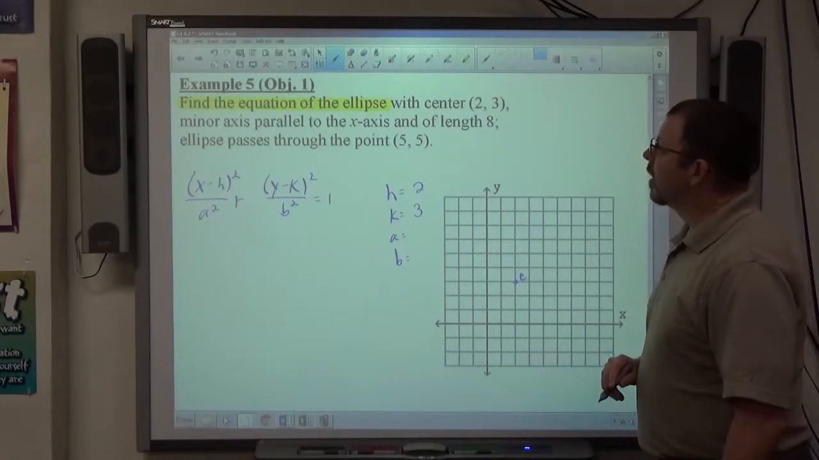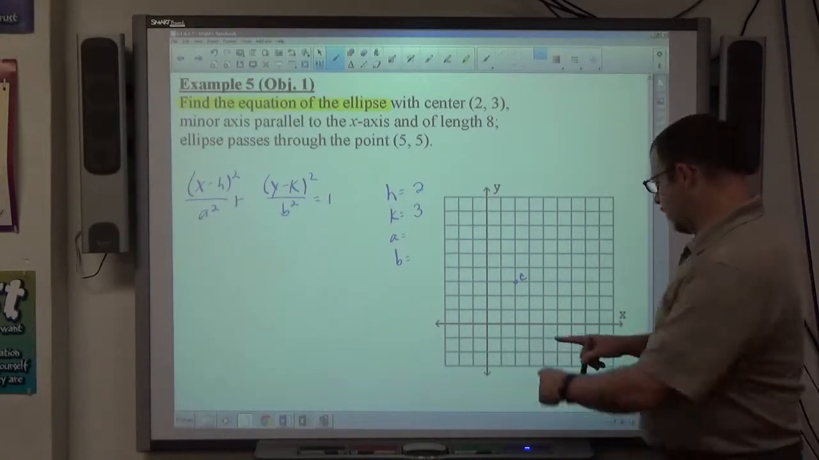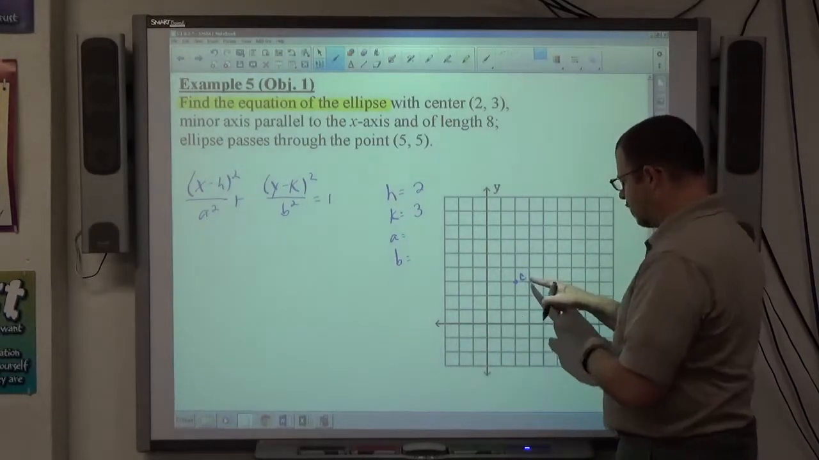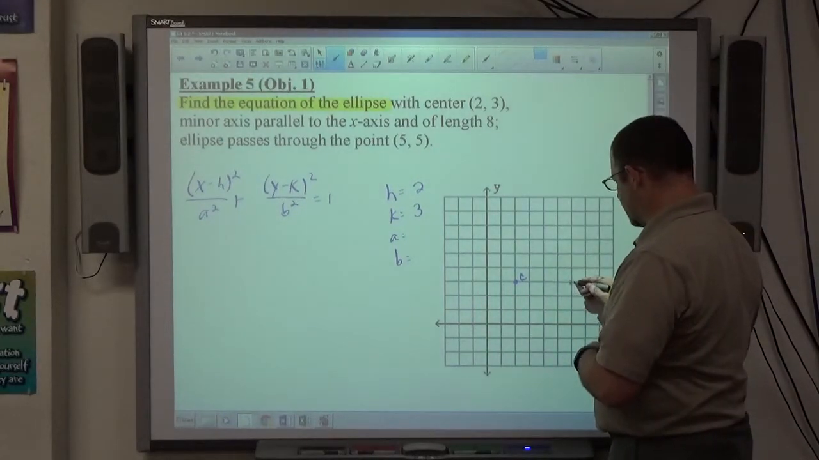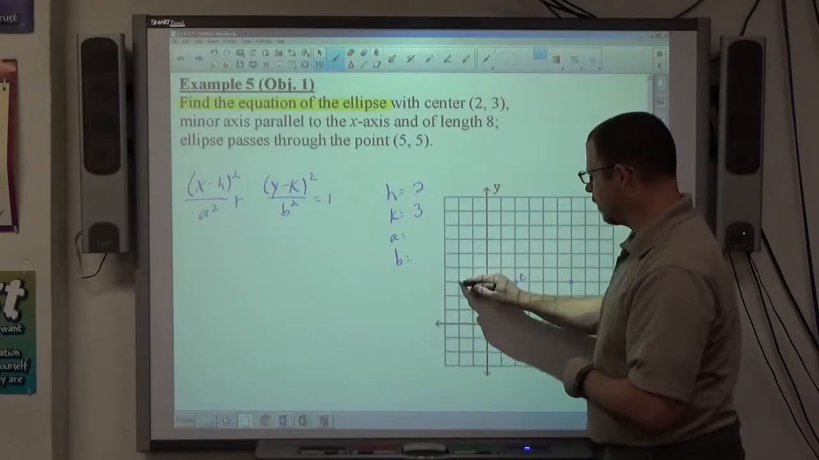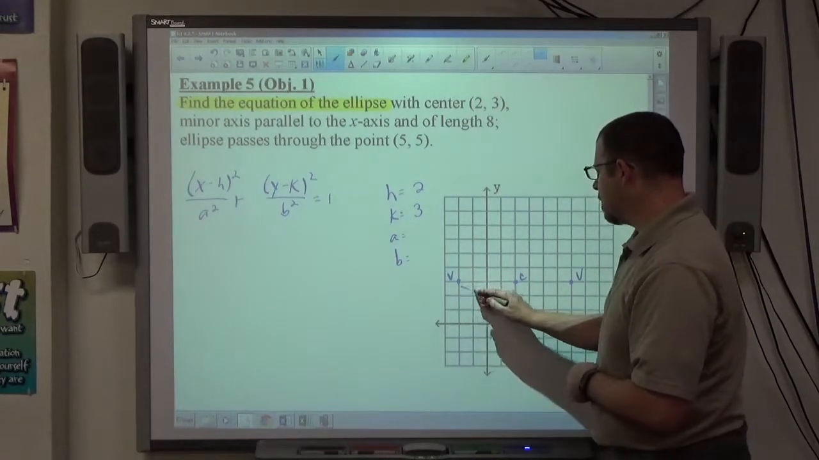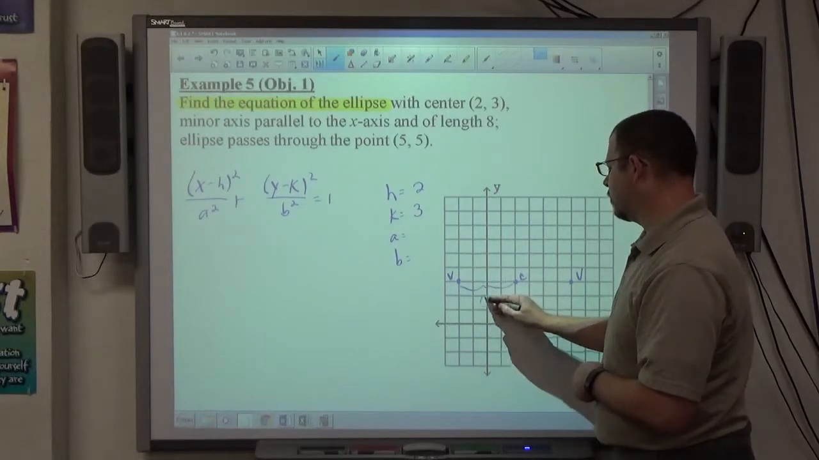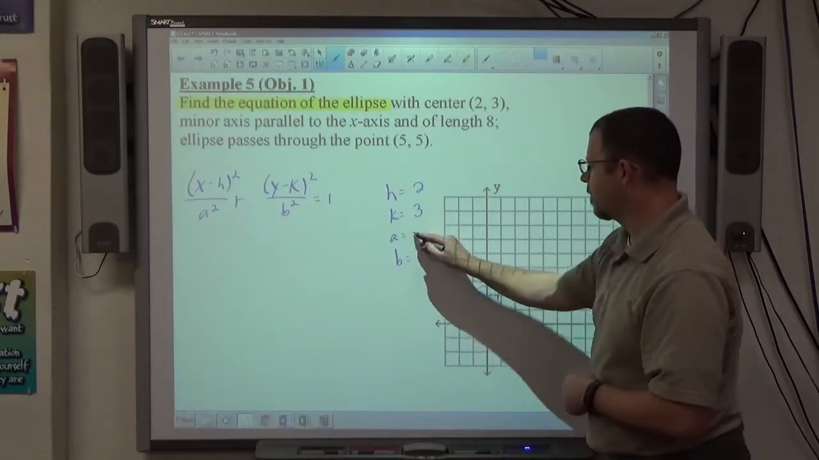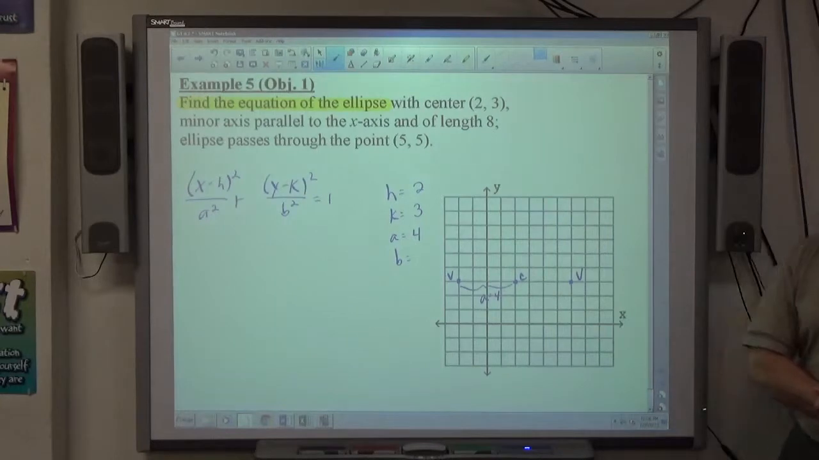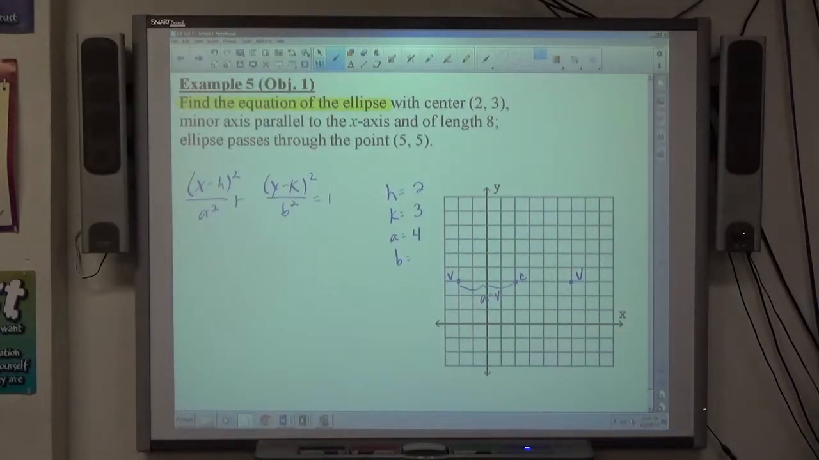Minor axis is parallel to the x-axis and of length 8. So the x-axis, minor, length 8, so 1, 2, 3, 4 to the right, and 1, 2, 3, 4 to the left will represent two vertices. That tells me automatically, therefore, that a is equal to 4. a is always the horizontal distance from a center to a vertex. Take your pick which direction you're going to go.